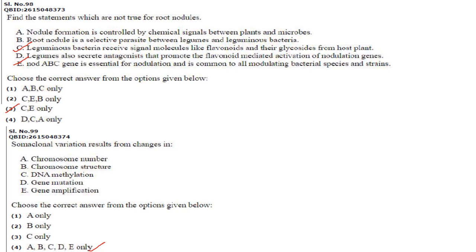Next one. Somaclonal variation results from changes in chromosome number. Yes. Chromosome structure. Yes. DNA methylation. Yes. Gene mutation. Yes. And gene amplification. So A, B, C, D, E. Option 4 is the answer.